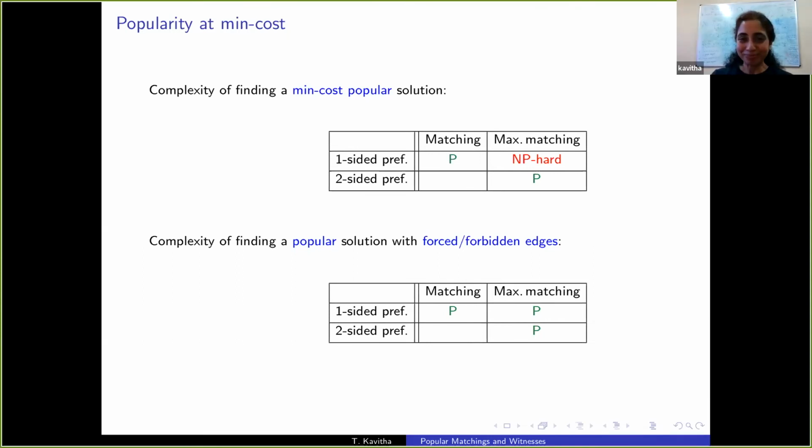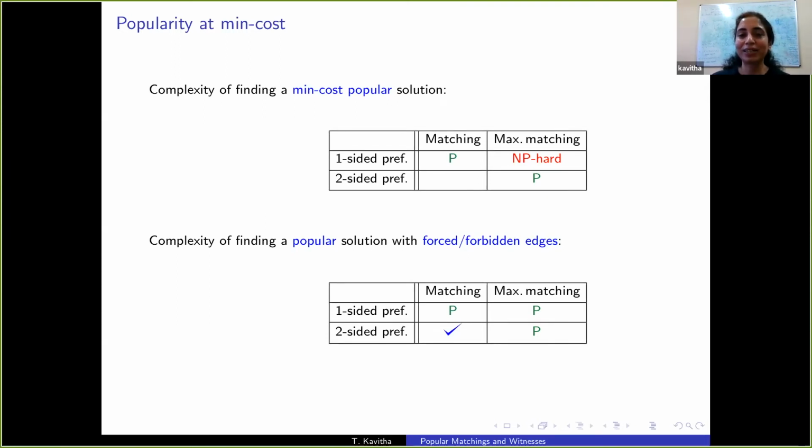Okay, thank you. So I wanted to fill up more entries in this table. In the bottom right cell, I wrote P because we proved that the min cost popular maximum matching problem can be solved in polynomial time, and forced forbidden edges is a special case of it. So that's also in polynomial time. So we still have to fill out these cells.